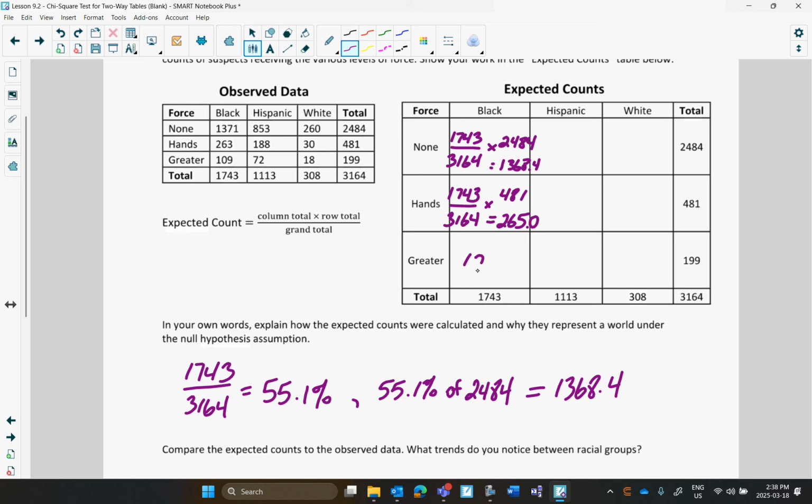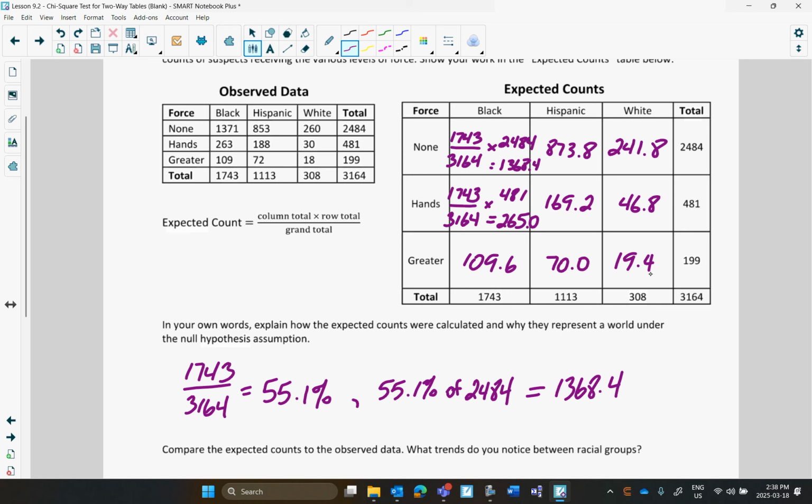So this works out to 109.6. This works out to 873.8, 169.2, 70.0, 241.8, 46.8, 19.4.